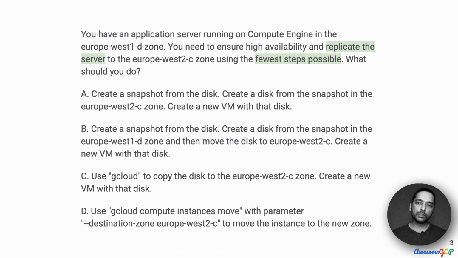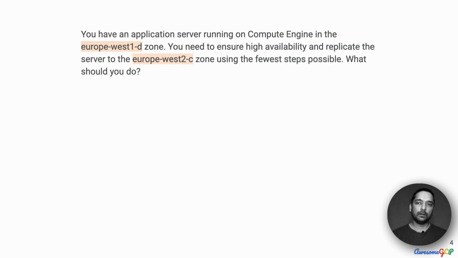So in approaching this project requirement, the two things we need to consider are that we need to replicate the server and we have to do it in the fewest steps possible. Before we do that, let's find out what we mean by Europe West 1D and Europe West 2C.